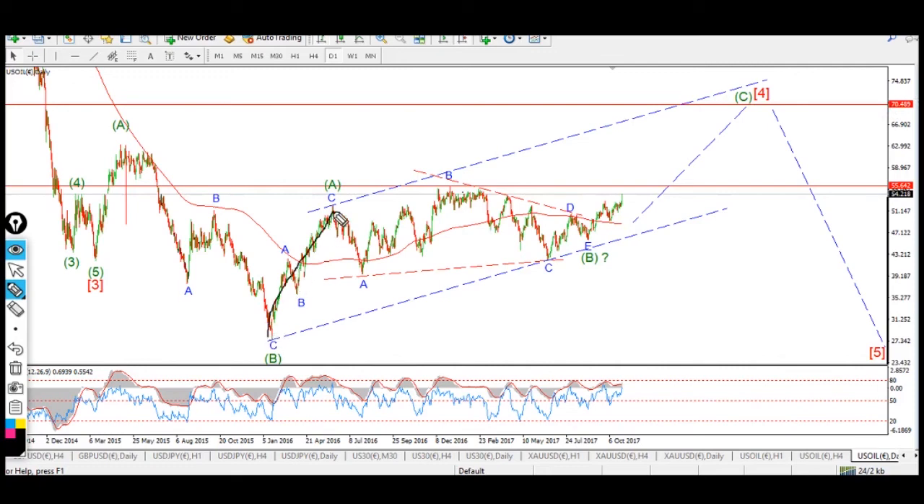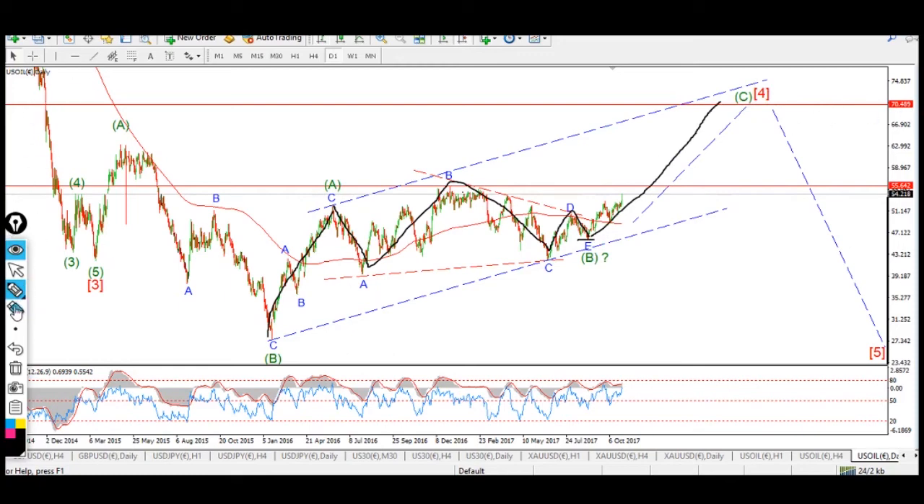So that's wave A up in green, then A, B, C, D, and a possible wave E low there in a triangle wave B. And now we could be talking about another impulse 5-wave pattern up to complete wave 4 in the $70 range.